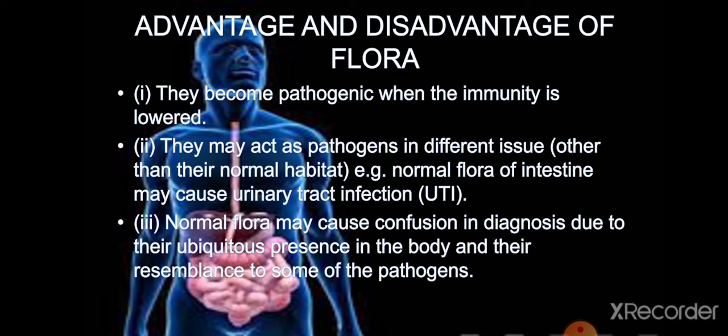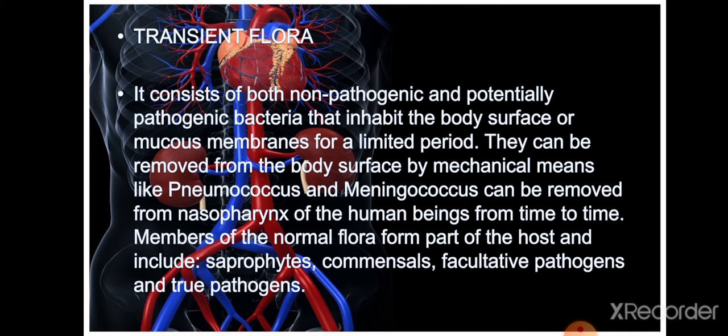Next is the disadvantage of flora. First, they become pathogenic when the immunity is lowered. Second, they may act as pathogens in tissues other than their normal habitat. Normal flora of the intestine may cause urinary tract infection or UTI. Third, normal flora may cause confusion in diagnosis due to their ubiquitous presence in the body and their resemblance to some of the pathogens.